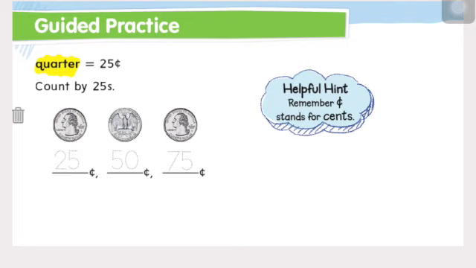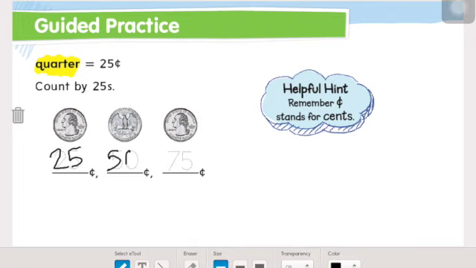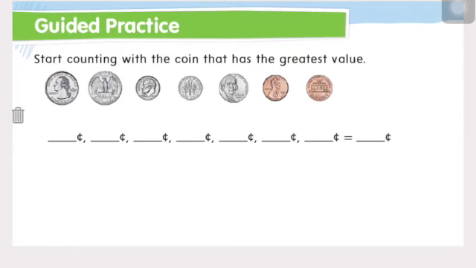So go ahead and flip to page 490. Remember that a quarter is worth 25 cents, and we're going to count by 25s to see how much we have when we have 3 of them. Remember our chant, 25, 50, 75, $1. And then it starts all over, $1.25, $1.50, $1.75, $2, and so on, right? So we've got 25, 50, 75. And then this, remember, stands for cents.